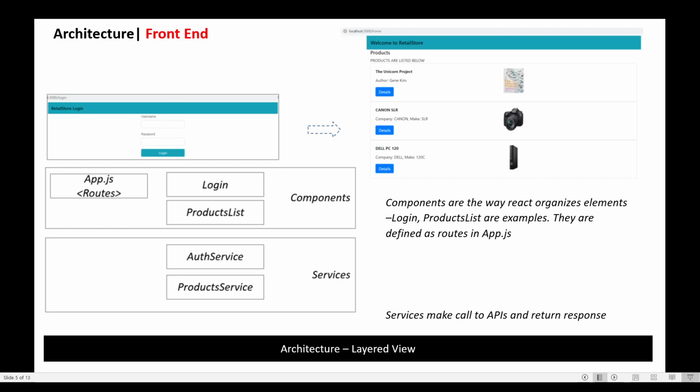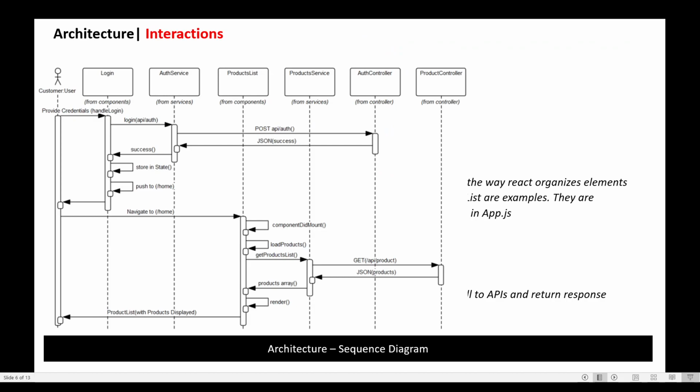On the front end, you will see similarly organized services, so that we are making these client calls to services, and then components, the React.js components, login and product list. And when you log in, you are navigated to the products list. So overall interaction is also described here. Now let us dive into the application itself.